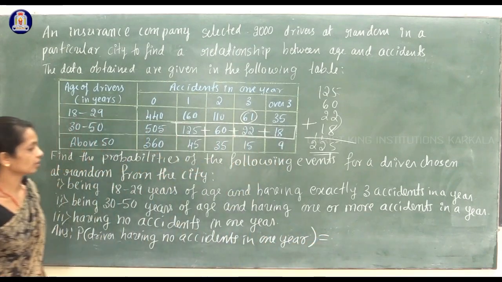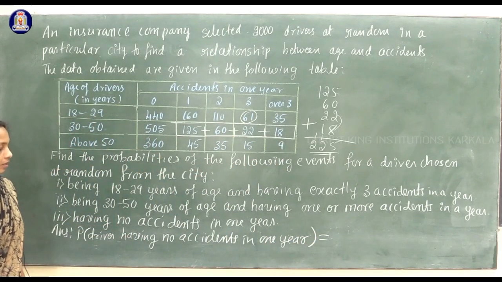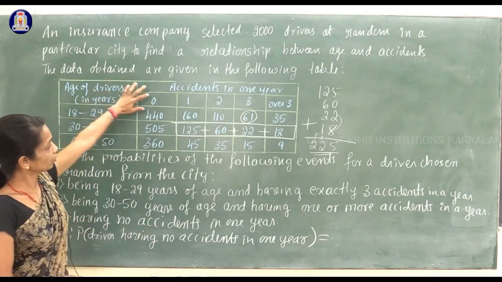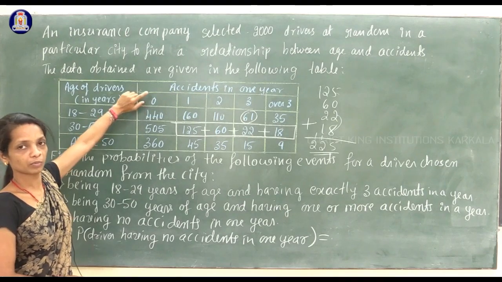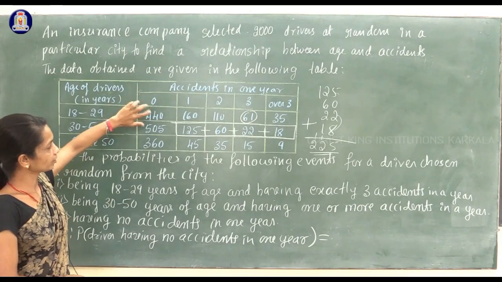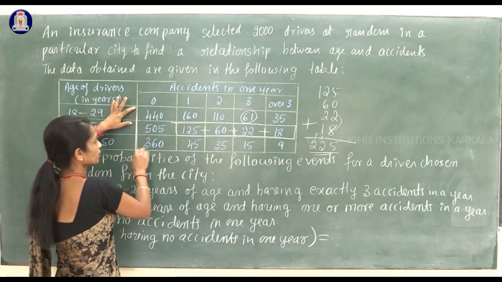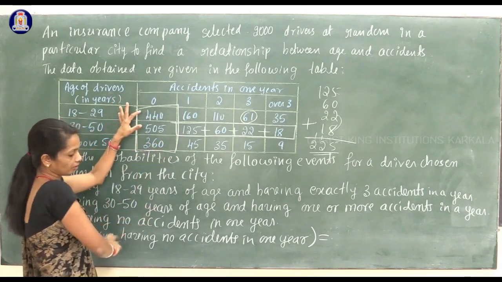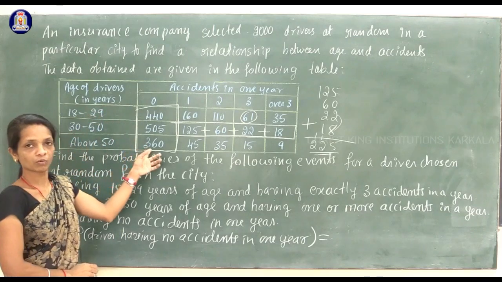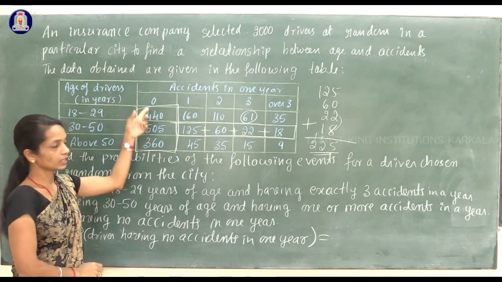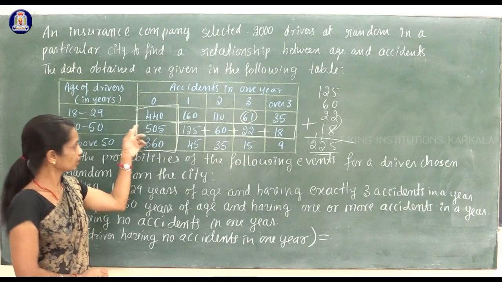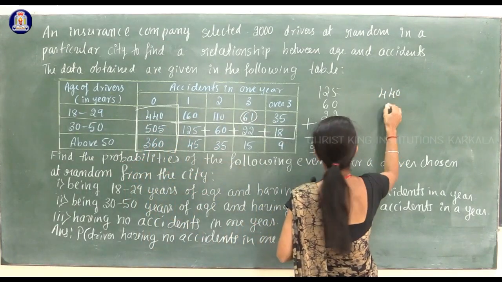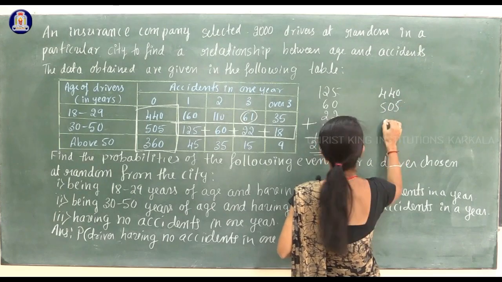How many drivers are not having any accidents in 1 year? That you have to see. No accidents means 0 accidents. Number of accidents is 0. In that you have 3 numbers: 440, 505 and 360. These many drivers are not having any accidents in 1 year. So the total of these 3 numbers you have to take. I will do that on the side: 440 plus 505 plus 360.